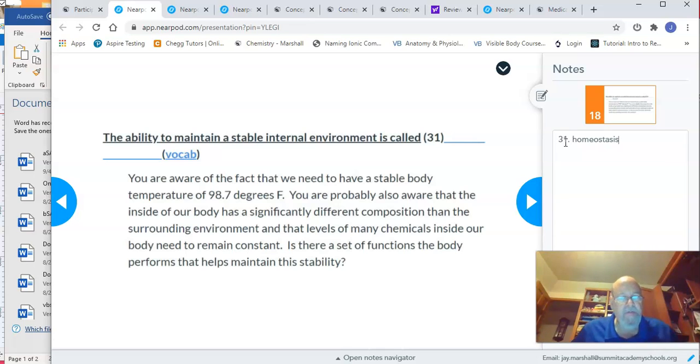Okay, so you're aware of the fact that we need to have a stable body temperature of 98.7. You're probably also aware that the inside of our body has a significantly different composition than the surrounding environment, and levels of many chemicals inside of our body also need to remain constant. Is there a set of functions the body performs that helps maintain stability? And obviously there is, or I wouldn't have asked, and we wouldn't be putting it in the graphic organizer. So just like there's a set of functions that help acquire energy and biomaterial, and that was digestion and metabolism, there's a set of functions that help maintain a stable internal environment.